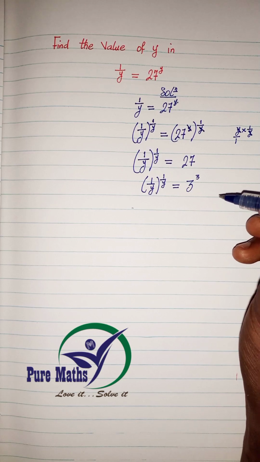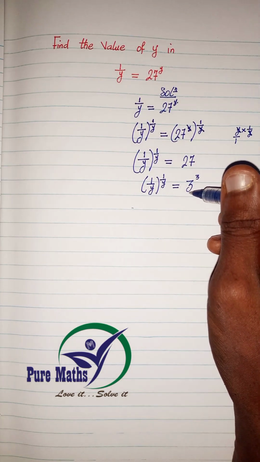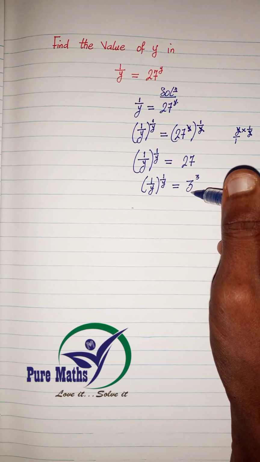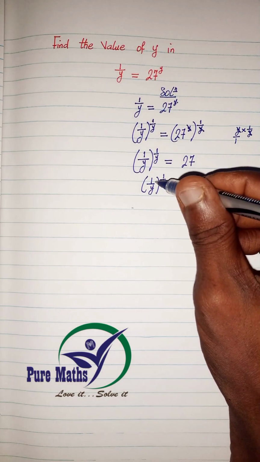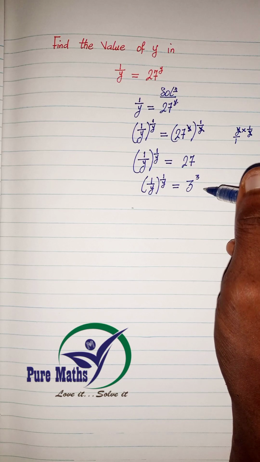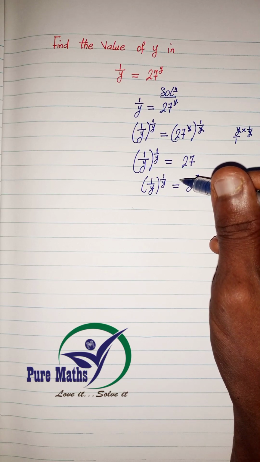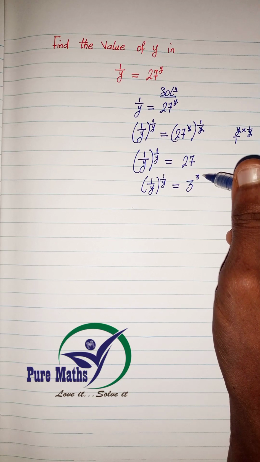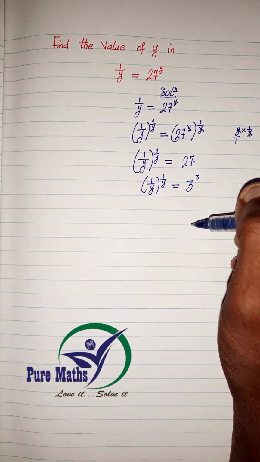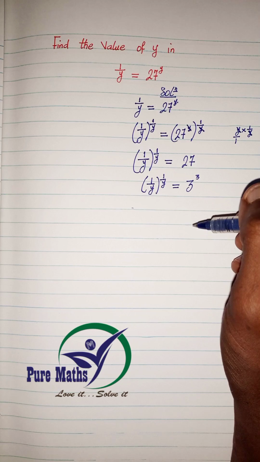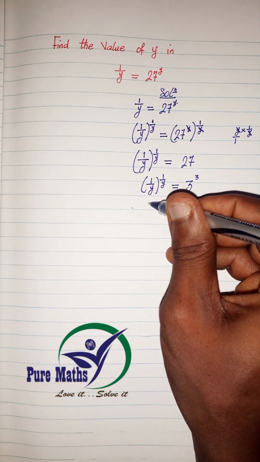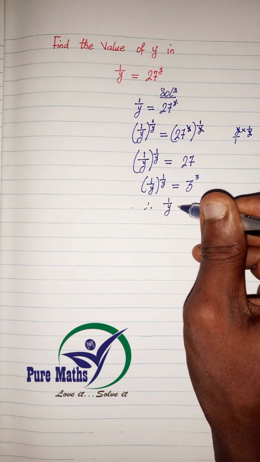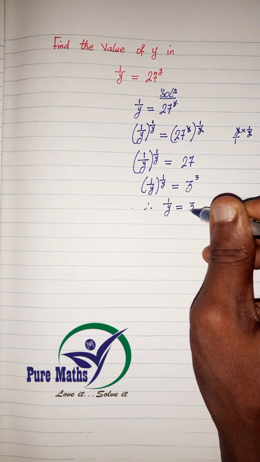Now the next thing we need to do is to compare. We compare the base and the power. Now if you compare the base, we realize that 1 over y and 3 are equal, because we are saying that 1 over y is equals to 3. And similar thing we apply to the power. 1 over y will also be equals to 3 here. So we can just pick out one of the 1 over y since they are similar. Therefore, what we are having here is that 1 over y is equals to 3.